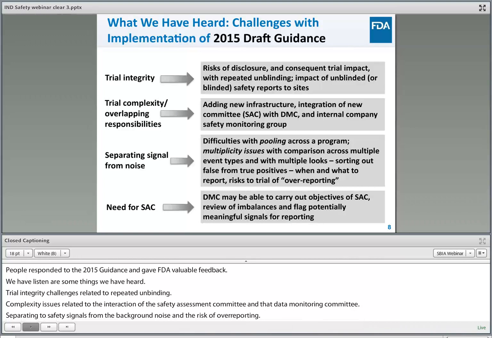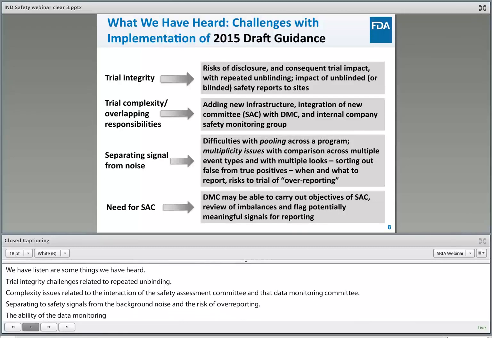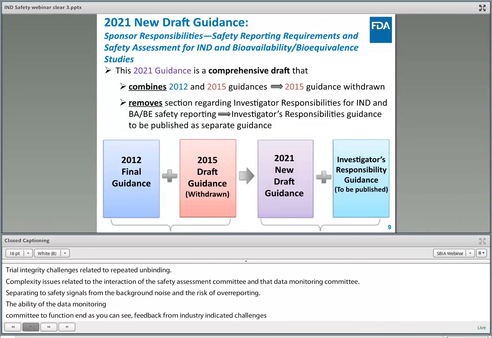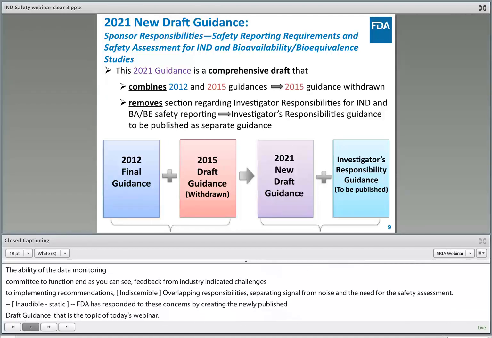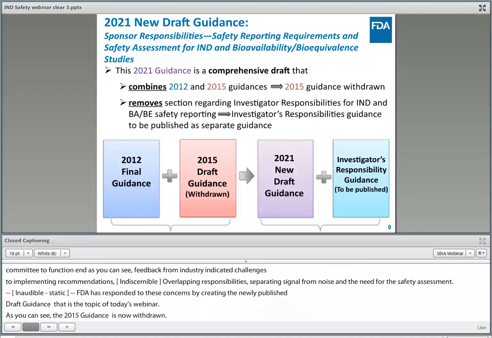As you can see, feedback from industry indicated challenges to implementing recommendations regarding trial integrity, trial complexity, and overlapping responsibilities, separating signal from the noise, and the need for the Safety Assessment Committee. FDA has responded to these concerns by creating the newly published draft guidance that is the topic of today's webinar. As you can see, the 2015 guidance is now withdrawn. The content of the 2015 guidance has been incorporated into the new draft guidance and modified based on industry input.